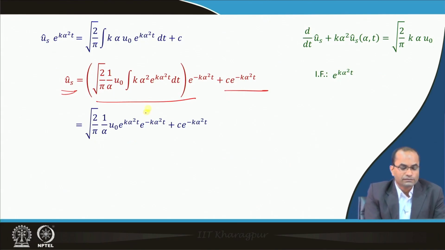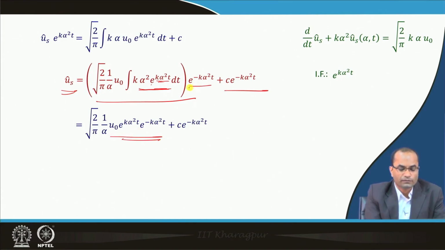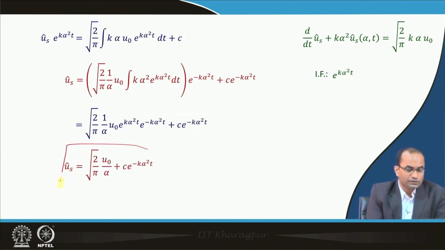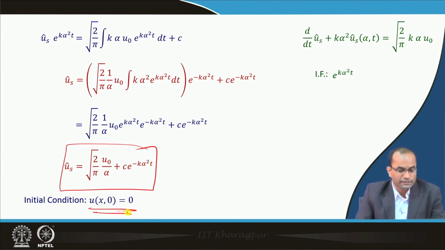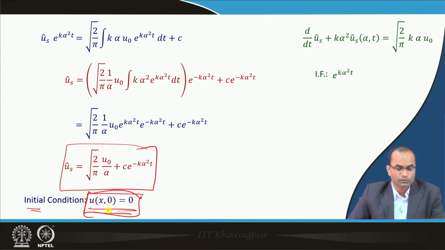Again some simplification out of this integration, because e power k alpha square t we can integrate. So, we will get this term now with a power minus k alpha square t as it is, and now we have this c, this constant which needs to be evaluated. So, having this u s hat and now the initial condition u x 0 as 0, if we take the Fourier sine transform here u x 0 equal to 0, then we can get rid of this c.